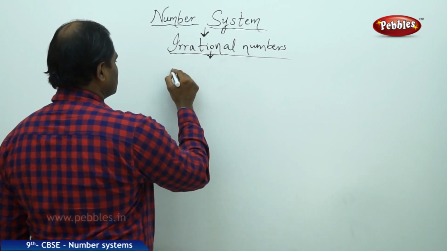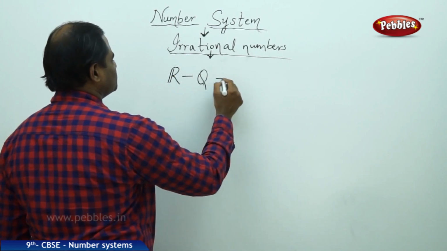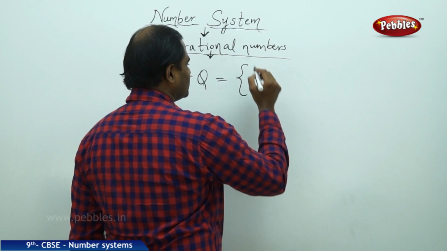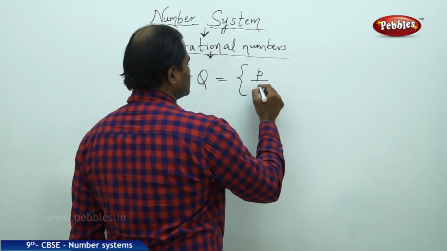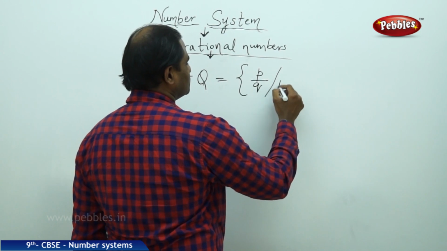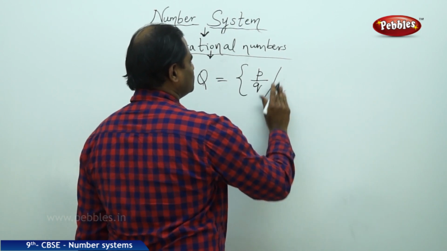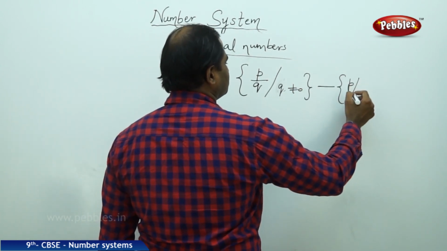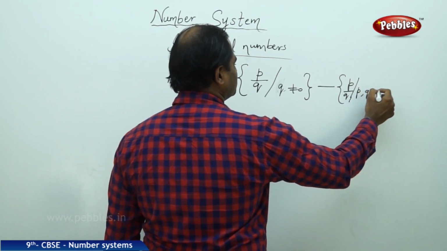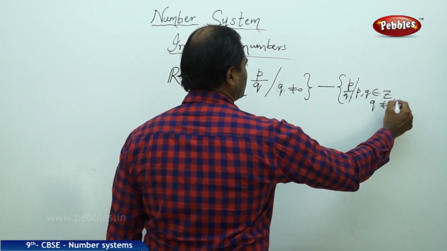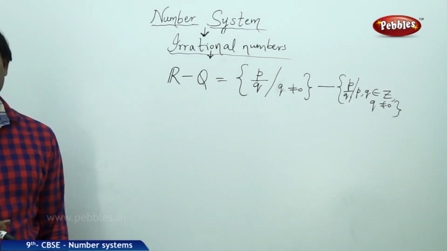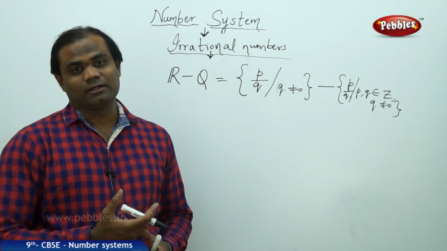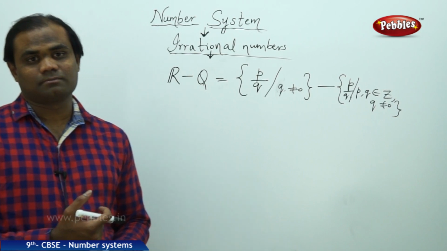Irrational numbers are denoted by all real numbers except Q, which is how we denote the set of irrational numbers, and it is anything which cannot be expressed in the form p by q, such that p, q are integers and q not equal to 0. That is how we understand irrational numbers. Let's try to see better examples to understand what an irrational number is.